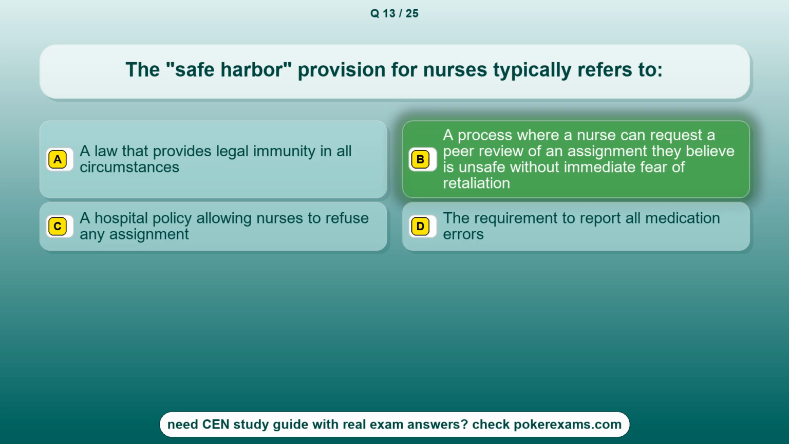The correct answer is option B, a process where a nurse can request a peer review of an assignment they believe is unsafe without immediate fear of retaliation.